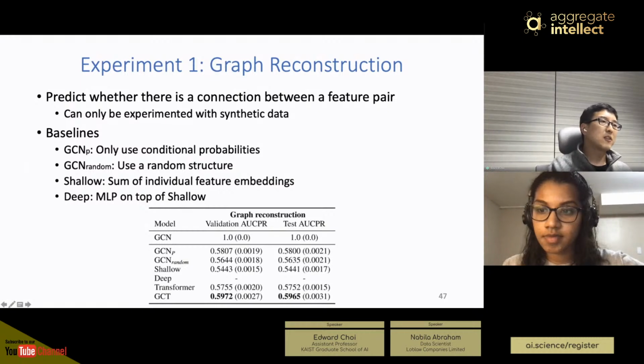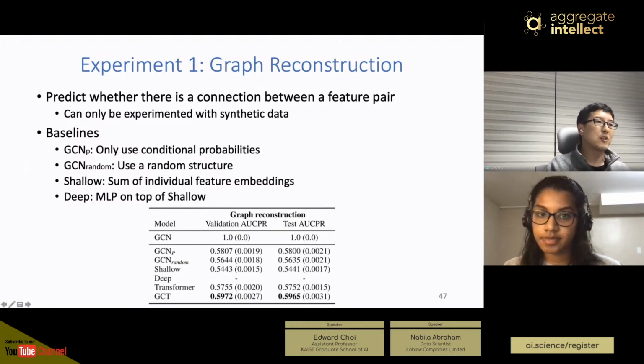And the baselines are pretty interesting. GCN P is purely GCN, where the adjacency matrix is always just replaced with the prior knowledge, the conditional probability P. GCN random is just to prove my point: you randomize the adjacency matrix and then you apply GCN. You want to see how it works out. Like, does the true structure matter at all? And then the shallow and deep are just two different flavors of the bag of features approach. Transformer is purely data-driven. So GCT is the hybrid of Transformer and GCN P.